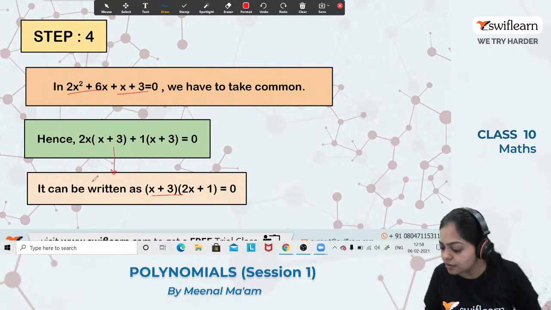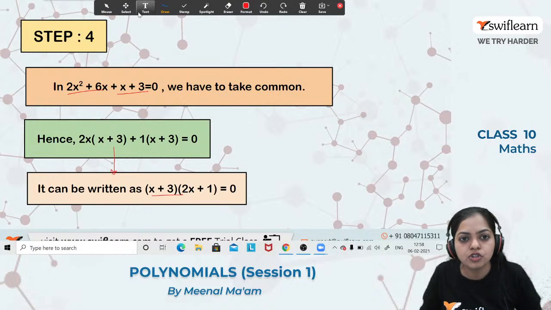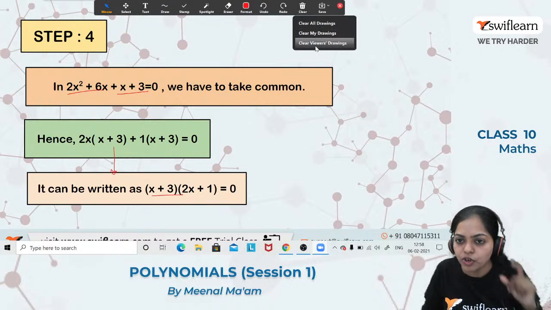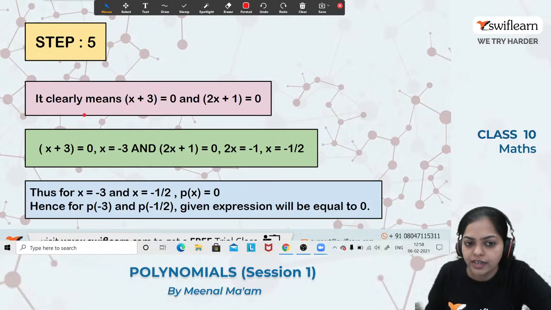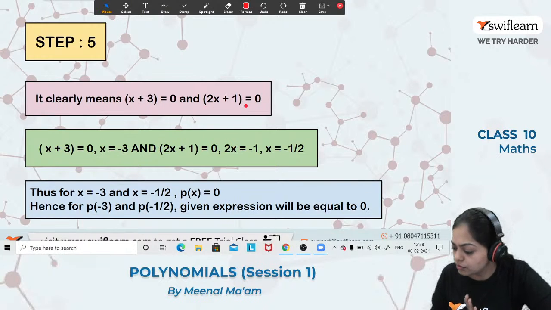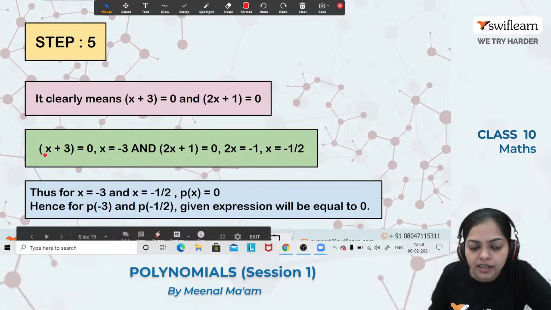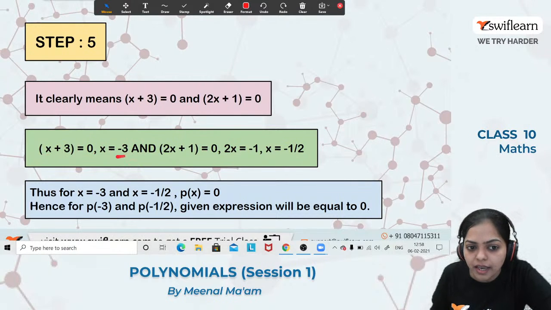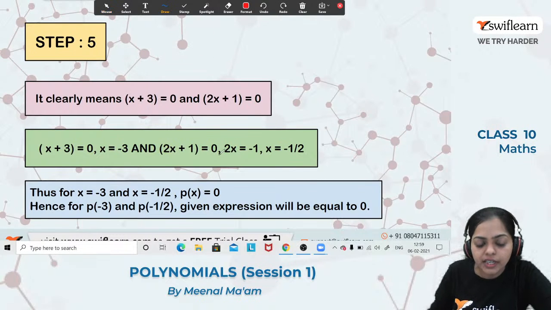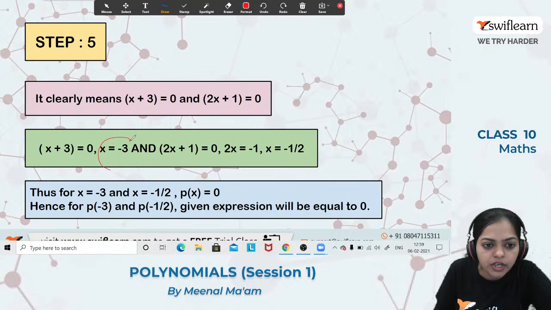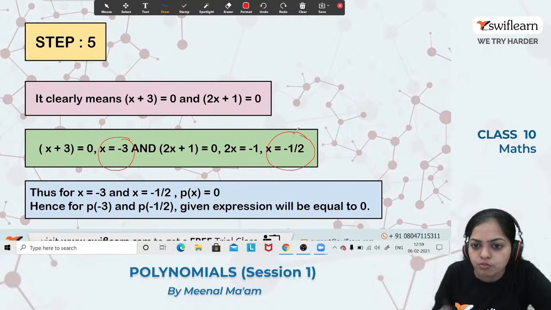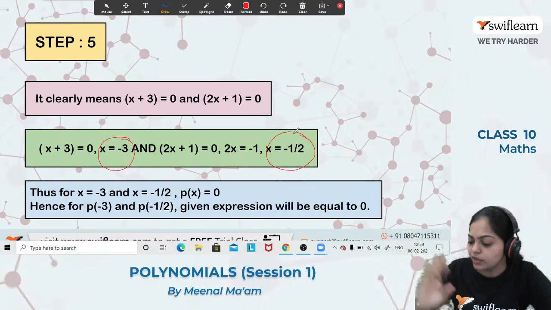Got it, everyone? Till here? Okay, so you got all these things. Let's move on to the next slide. Clearly we have x plus 3 equals 0 and 2x plus 1 equals 0. So at last, x plus 3 equals 0 means x equals minus 3. And 2x plus 1 equals 0 means 2x equals minus 1, or x equals minus 1 by 2. So we get 2 zeros. The first zero is x equals minus 3, and the second zero is x equals minus 1 by 2, by solving that polynomial equation.